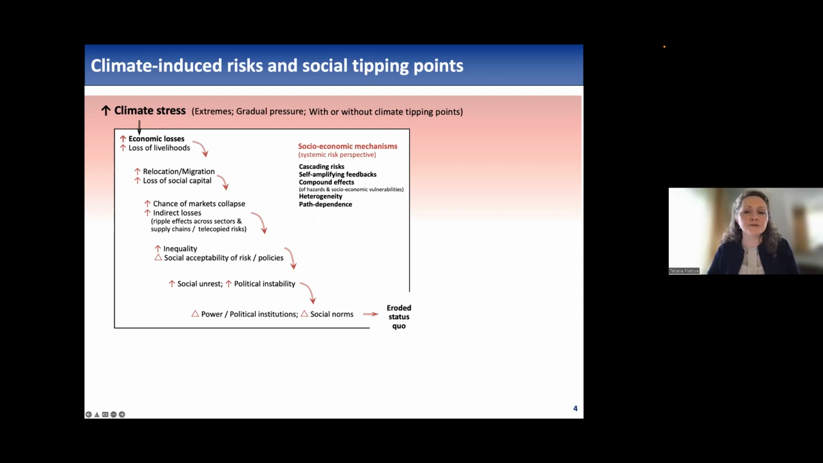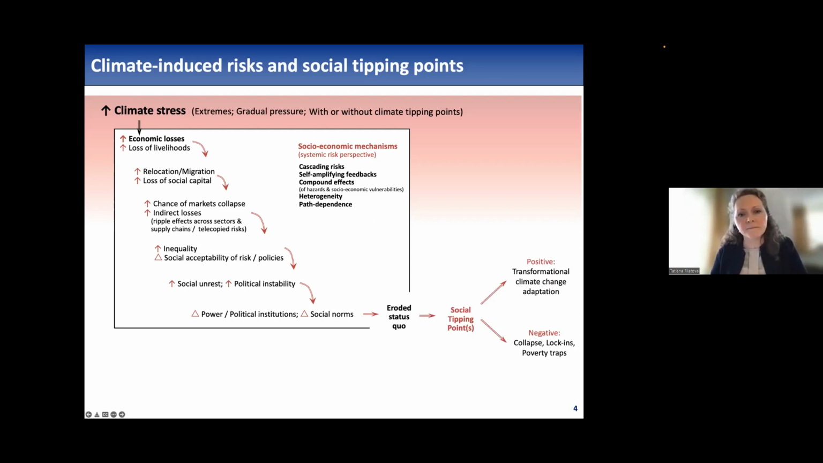But it's very important to understand that there is a variety of socioeconomic mechanisms that are at play in this chain. So there are self-amplifying feedbacks that are being triggered. There's compounding effects of social vulnerabilities and climatic hotspots. Heterogeneity plays a big role because it's all about redistribution of these impacts, but also of the climate adaptation policies, for example. And path dependence is very strong because it locks us into specific adaptation or development pathways.